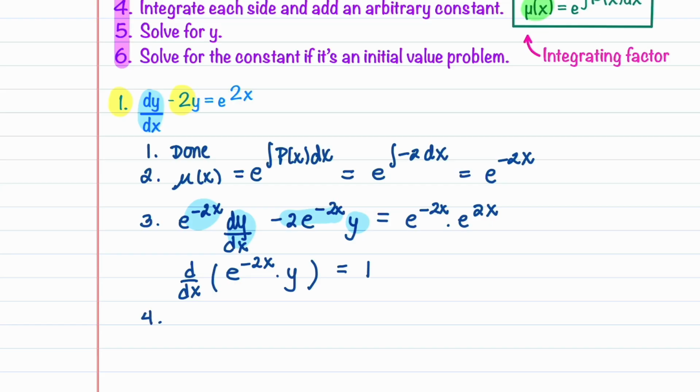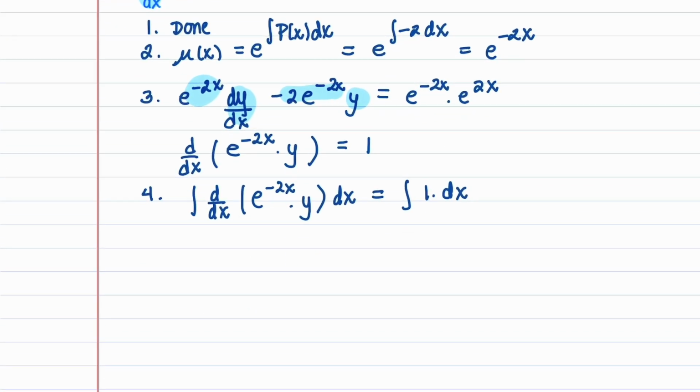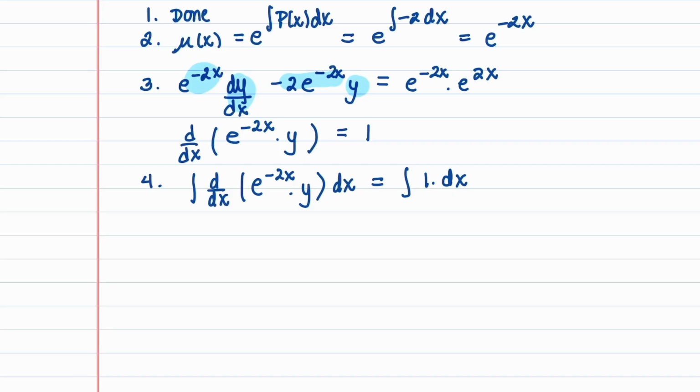For step 4, what we need to do now is integrate each side and add on our arbitrary constant. We have the integral of the derivative with respect to x, e to the minus 2x times y dx. And on the right-hand side, we have the integral of 1 times dx. On the left-hand side, we're taking the integral of a derivative, so we get back what's inside, and that is e to the minus 2x times y. And then on the right-hand side, the integral of 1 is just x, and here's where we add on our arbitrary constant.